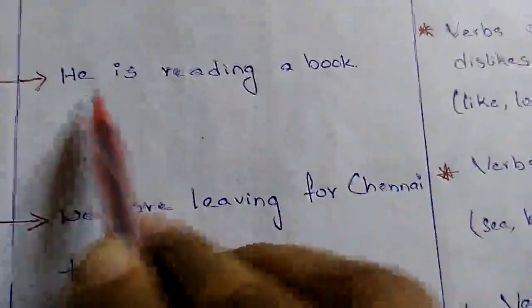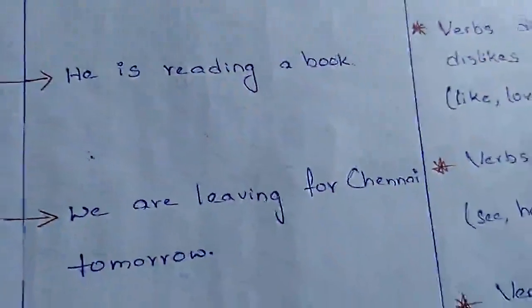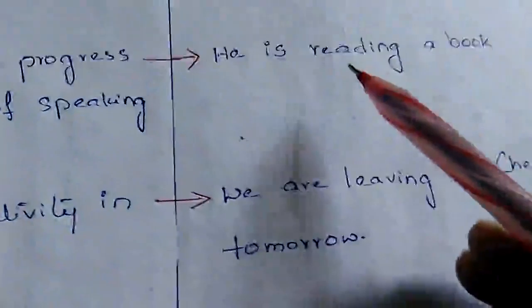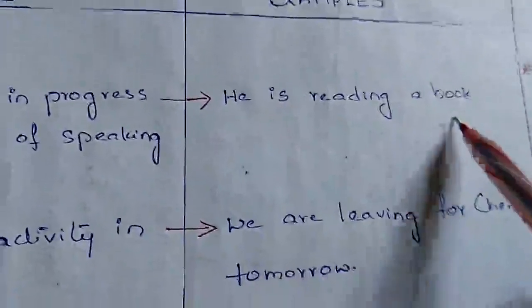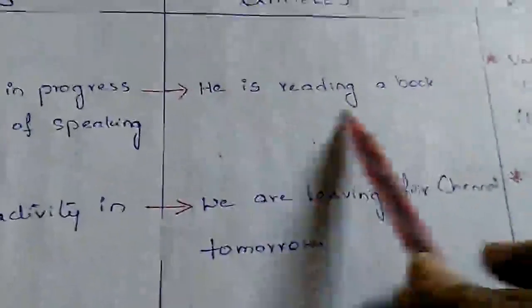Of course, he is reading a book. Present, he is reading a book. That means this action is in progress. When I am talking to you, he is reading a book. That means that action is in progress. And such actions, we try to put them in present continuous tense.